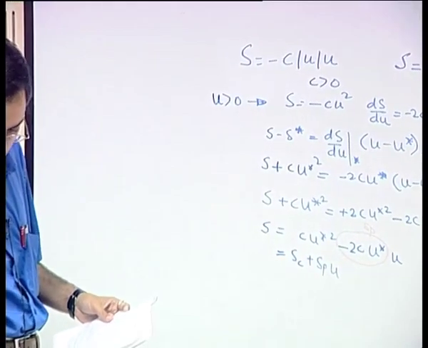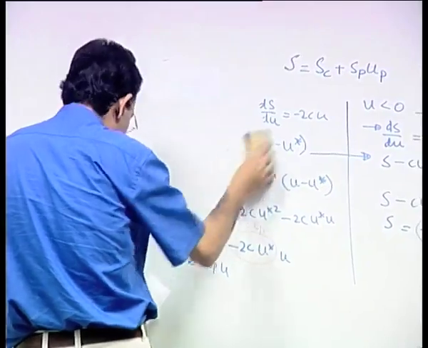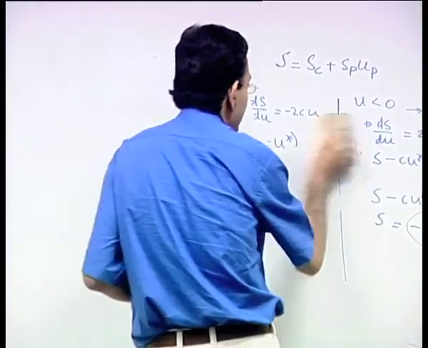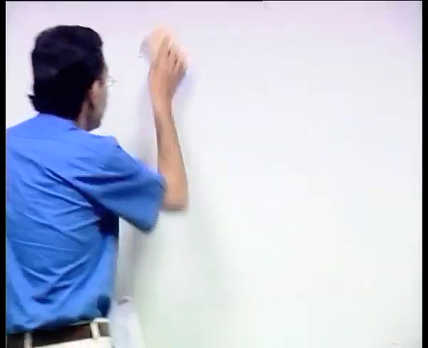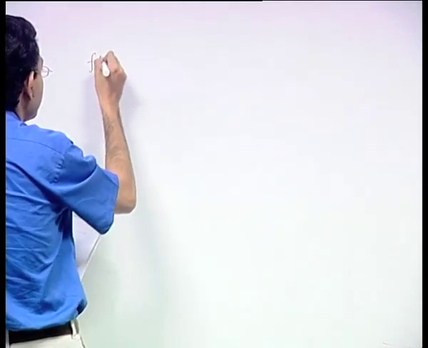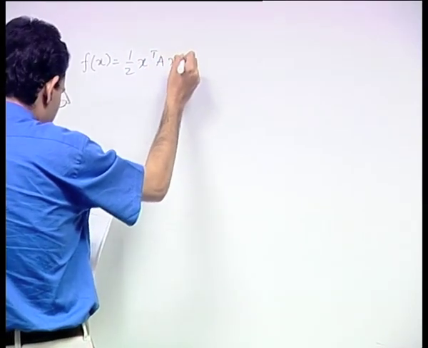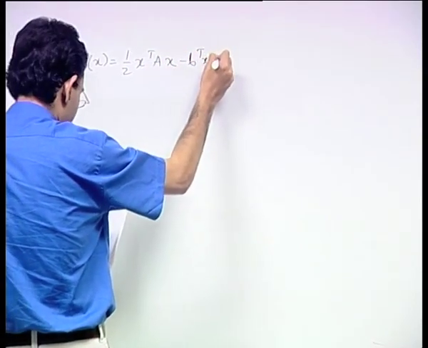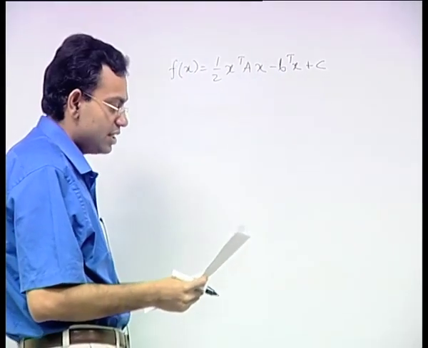Now next question. Next question is, consider the following quadratic form. What is the quadratic form? The quadratic form is f(x) equal to half x transpose A x minus b transpose x plus c, where A is a square symmetric matrix, x and b are vectors and c is a scalar.